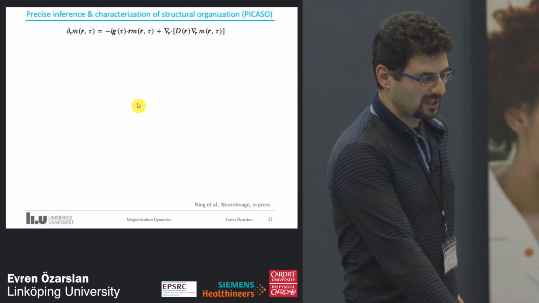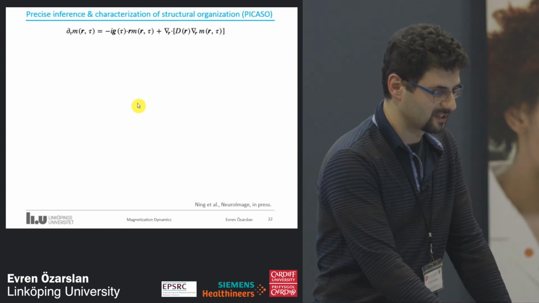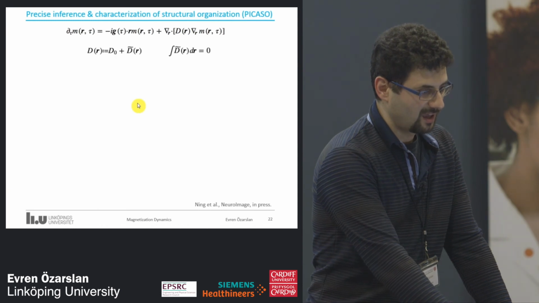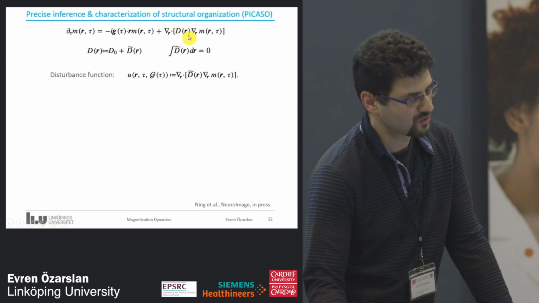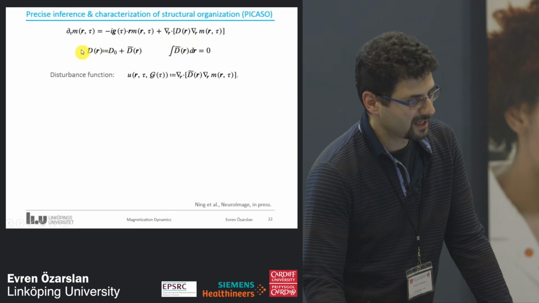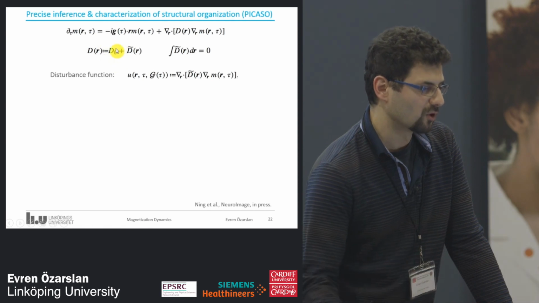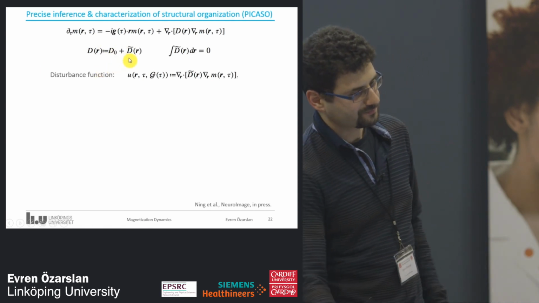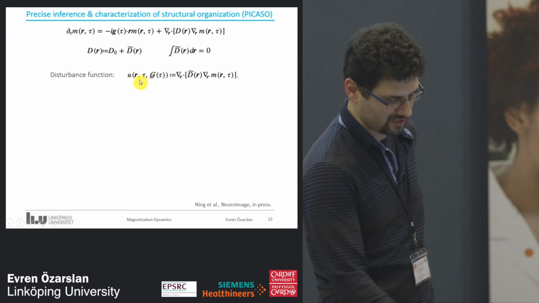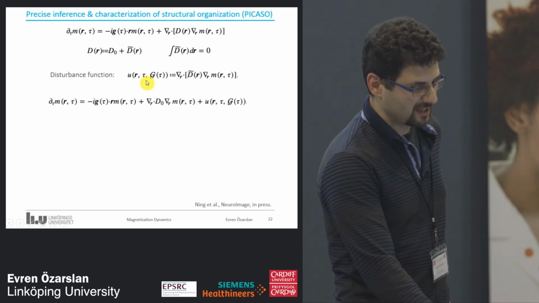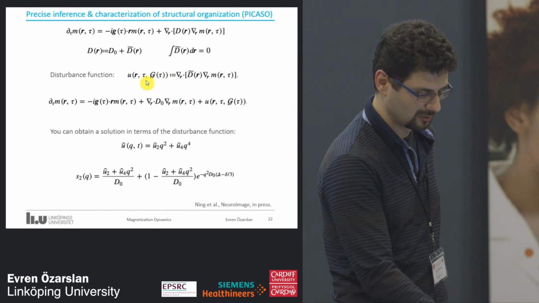And finally, I want to talk about a very recent approach. This is joint work with Lipeng Ning, Carl-Fredrik Westin and Yogesh Rathi. I won't describe the details. The essential idea is that we have space-dependent diffusivity, and we define this diffusivity as having two parts. One of them is the average diffusivity over the volume, and the other one is a fluctuating part. This overall object is referred to as the disturbance function. And we can write a solution in terms of this disturbance function, which could look like this.